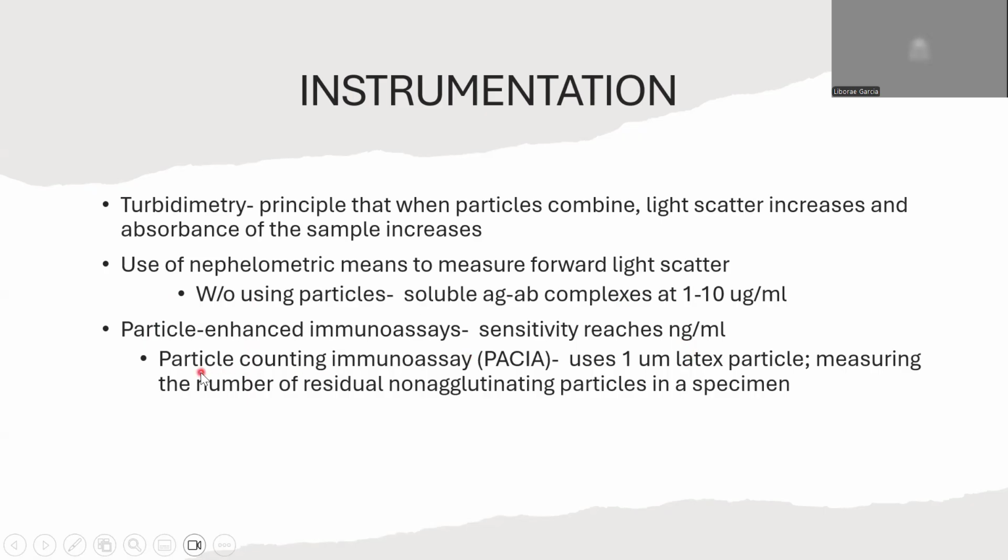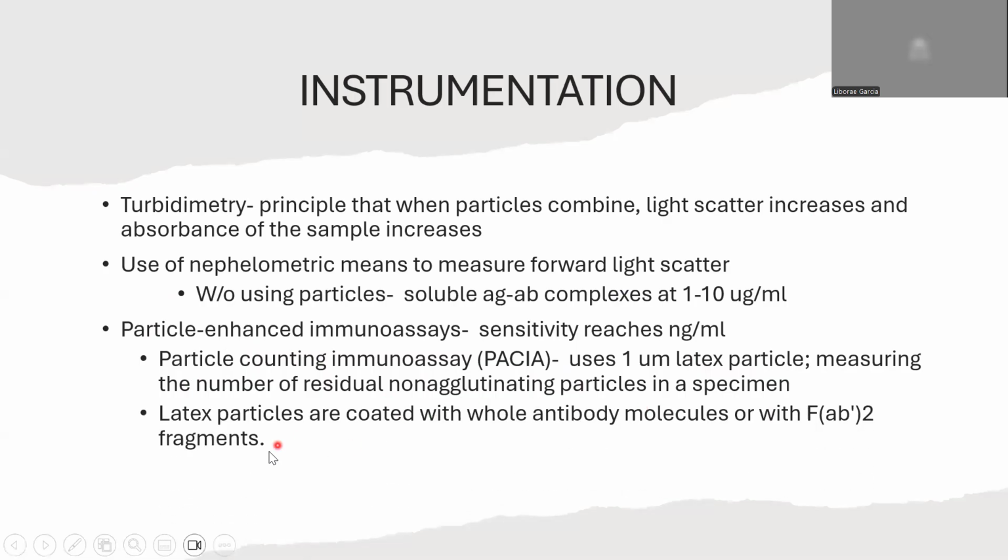Okay? So you have the particle counting immunoassay or PACIA. It uses 1 micrometer latex particles. So it measures the number of residual non-agglutinating particles in a specimen. Okay? So the latex particles are coated with whole antibody molecules or with Fab2 fragments. The advantage of using these fragments is to reduce interference and non-specific agglutination. Okay?